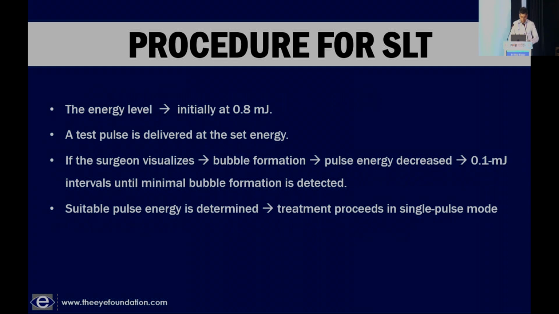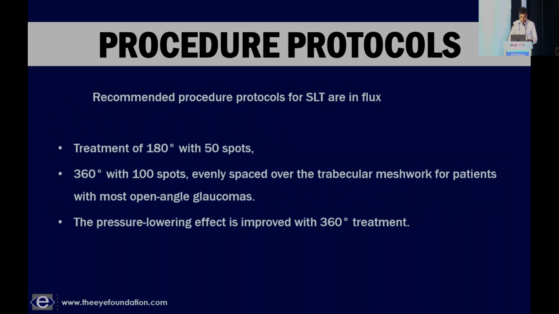So the energy level when we start the procedure is kept at lowest at 0.8 millijoules, and a test pulse is delivered to the trabecular meshwork. The surgeon is able to visualize a bubble formation. The pulse energy is gradually decreased by 0.1 millijoules at intervals until a minimal bubble formation is detected, and a suitable pulse energy is then determined, and the treatment proceeds.